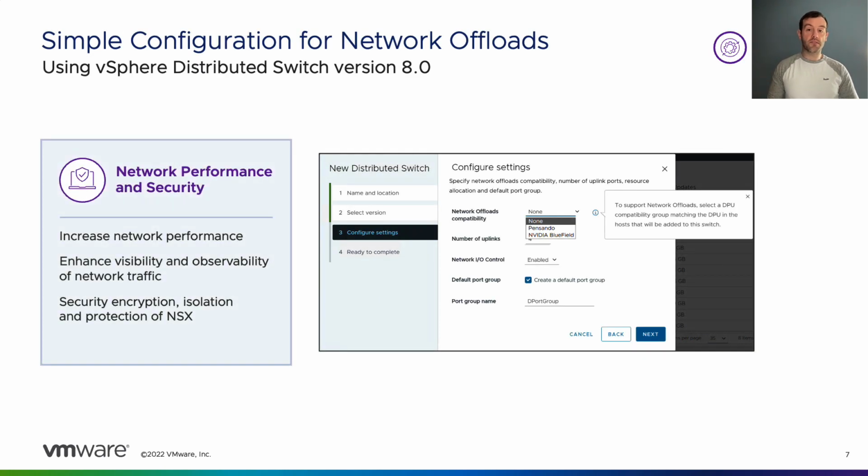Now, to use vSphere Distributed Services Engine, you also need to leverage a vSphere Distributed Switch version 8 and NSX, and with that you can choose the network offload compatibility and select the appropriate DPU in your environment. Network services are then offloaded to the DPU, allowing for increased performance with no CPU overhead. There's also the enhanced visibility of network traffic, security, isolation, and protection you would expect from NSX.